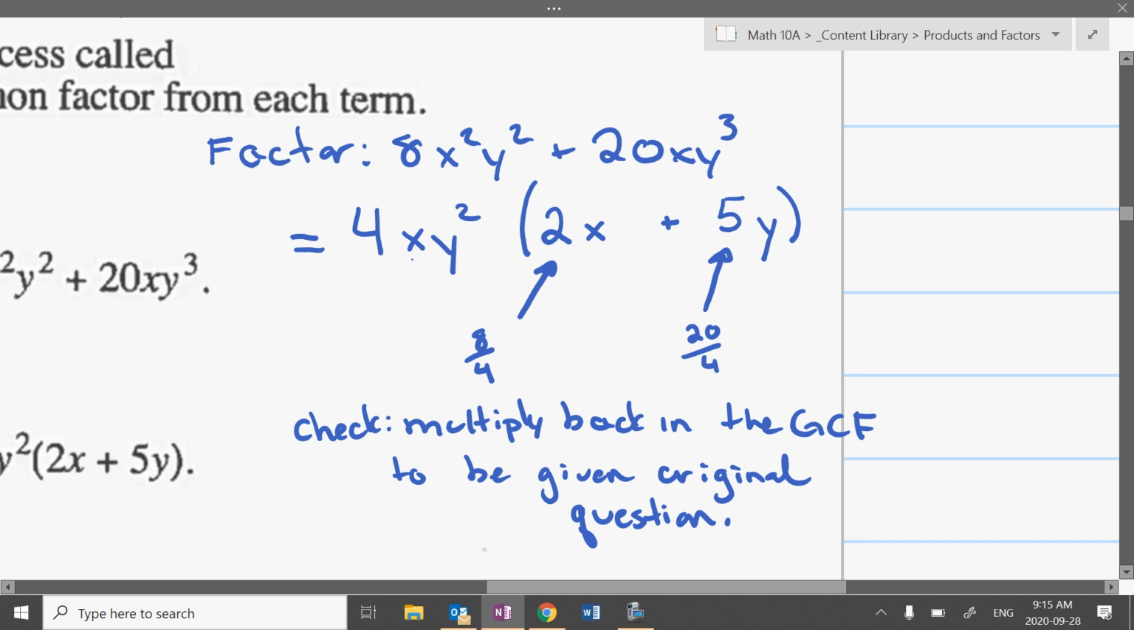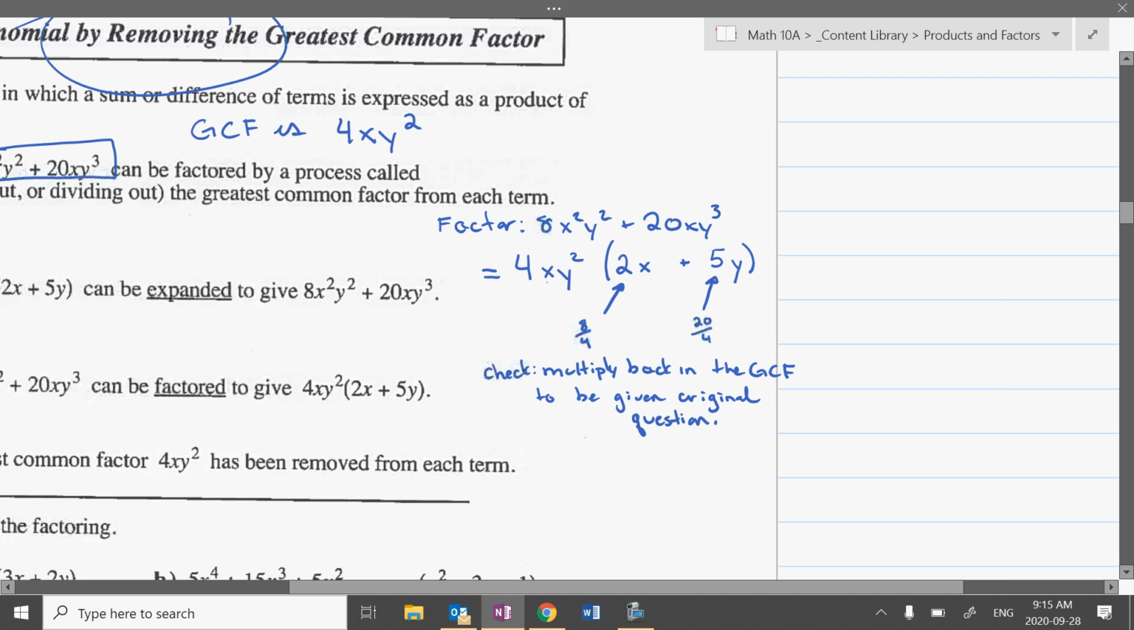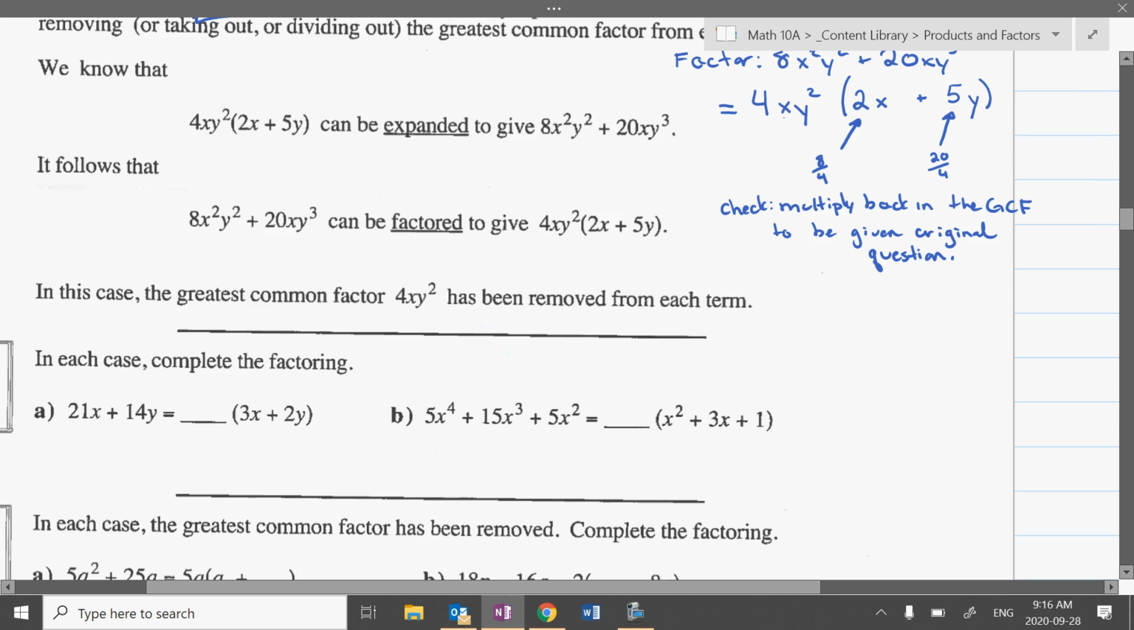So you're not really this year going to learn why we factor, which is really annoying. But in grade 11 and 12, everything you do will include factoring, and will include steps like this. So let's go on to the next one.